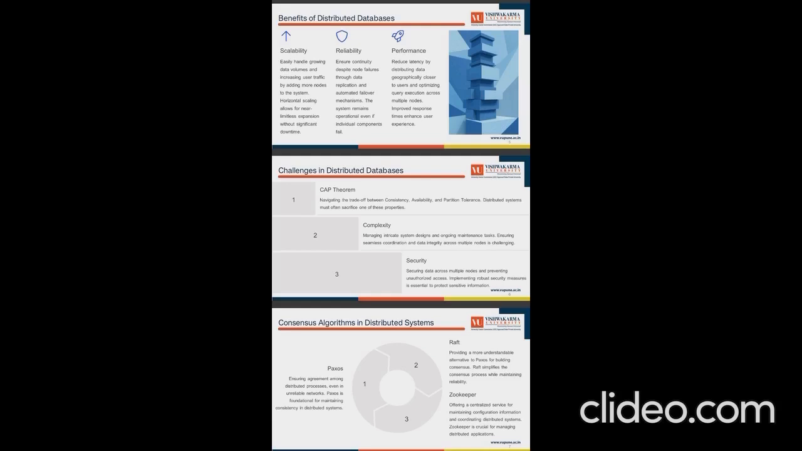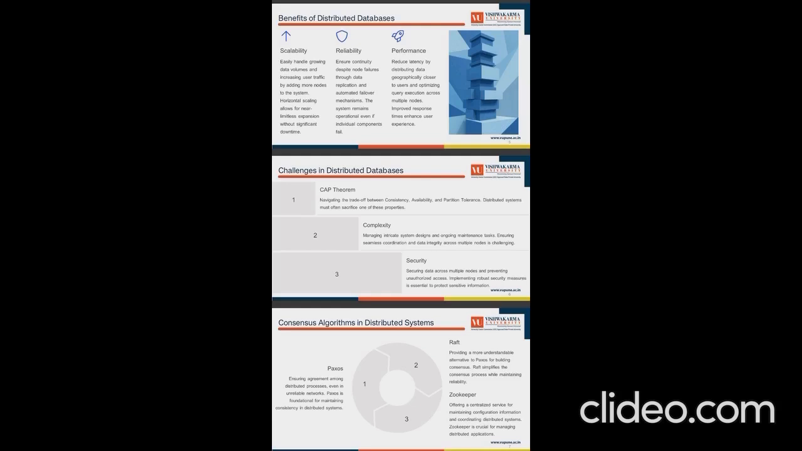Reliability, as shown on the slide. The distributed system offers high reliability because data is replicated across multiple nodes. If one server fails, others can continue working without data loss or downtime, ensuring business continuity. Performance: performance improves because data can be accessed from the nearest server node. This reduces latency and increases the speed of transactions, which is especially important for real-time and global applications.